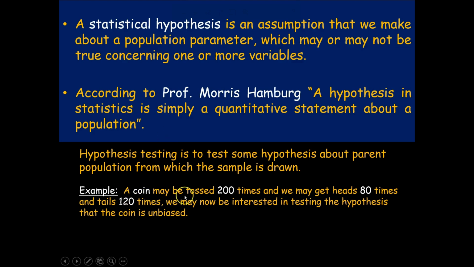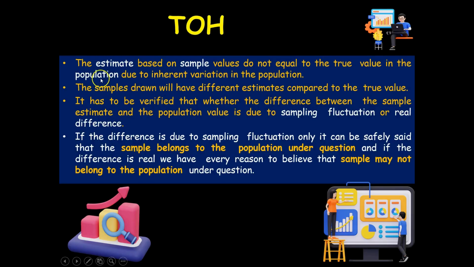For example, a coin may be tossed 200 times and we may get 80 times head and tails 120 times. Now the question is that we may be interested in testing a statement or a hypothesis that the coin is unbiased.